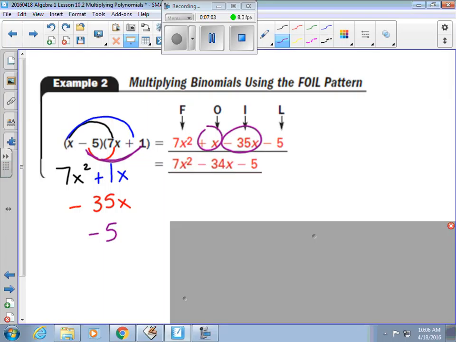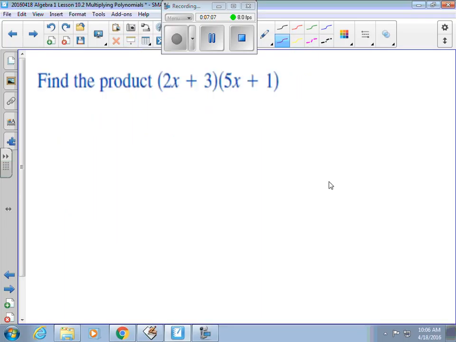Again, on the side of the page, there's plenty of white space right next to it, or on the back, wherever way you want to fit it. Do this one. Use the FOIL method, 2x plus 3 times 5x plus 1. Again, I'm showing you two different methods, the distributive method and the FOIL method, and whichever way you prefer to use after you get good at one of them, you can stick with.